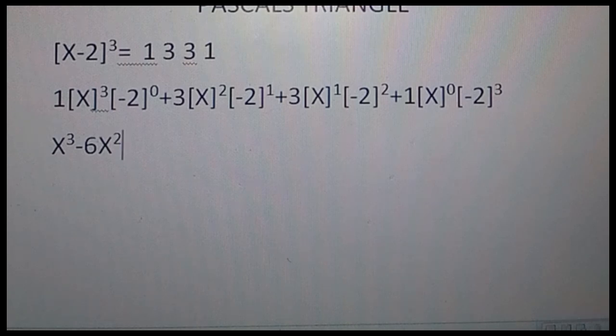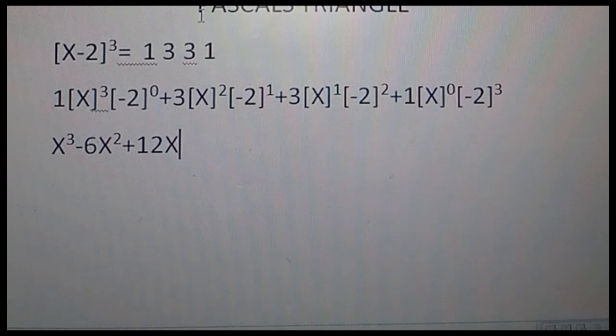And then negative 2 squared is 4, and 3 times 4 gives positive 12x, so plus 12x. We are not getting a square here because we can see there is no more square.